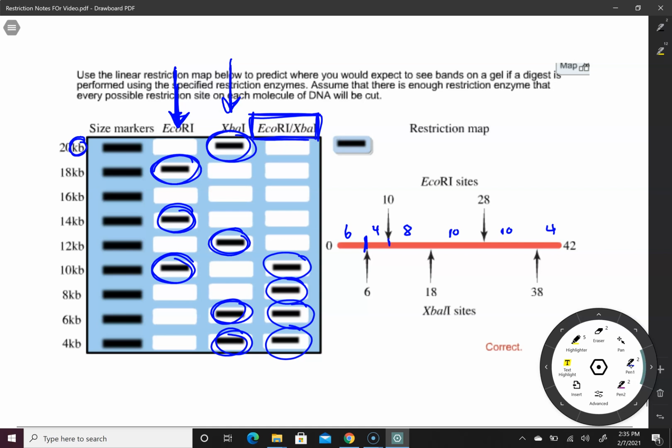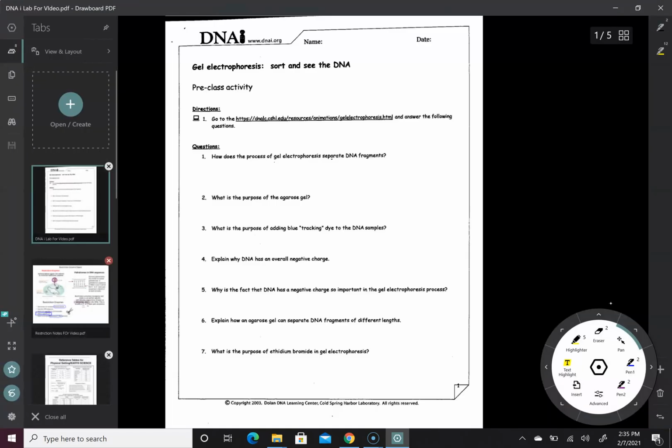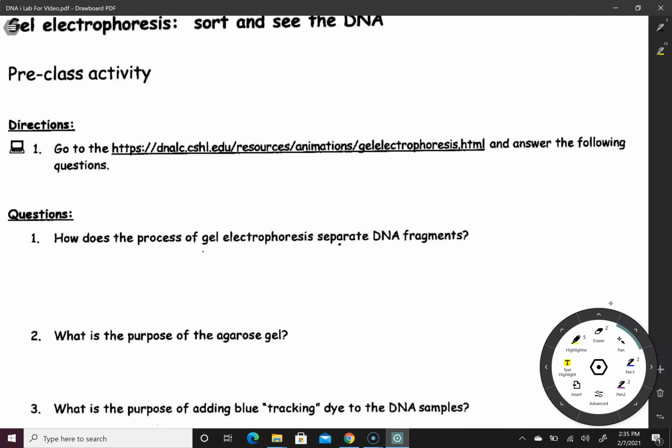So let's look at something that's going to be a little bit more detailed. Now let's see what we got here. So this here is, I guess we'll call it a lab for lack of a better term. It's not really a lab, but if you can get to that website on your phone, you'll be able to watch 6 or 8 little, simple animations that walk through the process of gel electrophoresis.